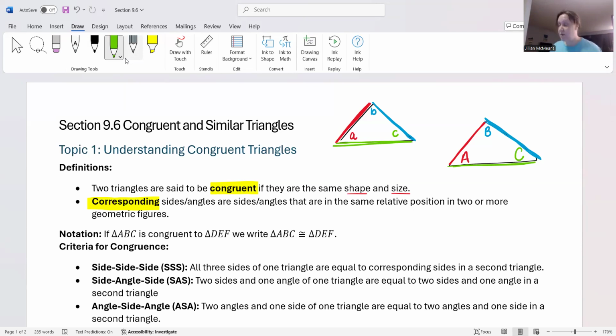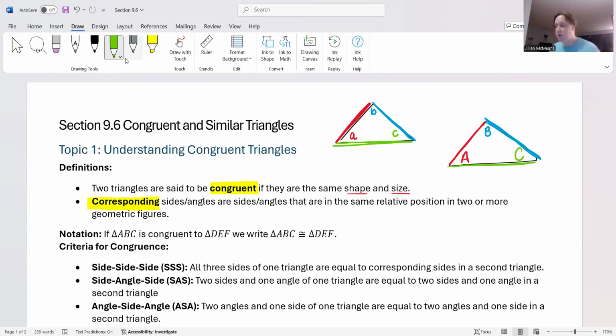Now, sometimes you'll have triangles that are not oriented the same way. So you may have to redraw them so they're in the same direction, so it's easier to see those corresponding sides. But corresponding sides just mean the same relative location from one figure to the next.